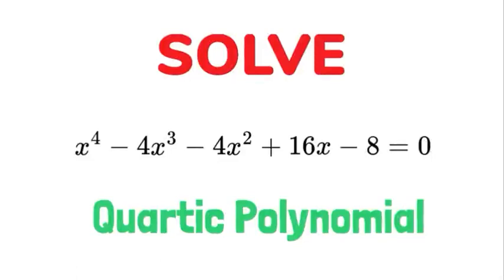Today we have a quartic polynomial to solve. We have x to the 4 minus 4x to the 3 minus 4x to the 2 plus 16x minus 8 is equal to 0. So we're solving this, so maybe pause the video, give it a try and let me know how you get on.